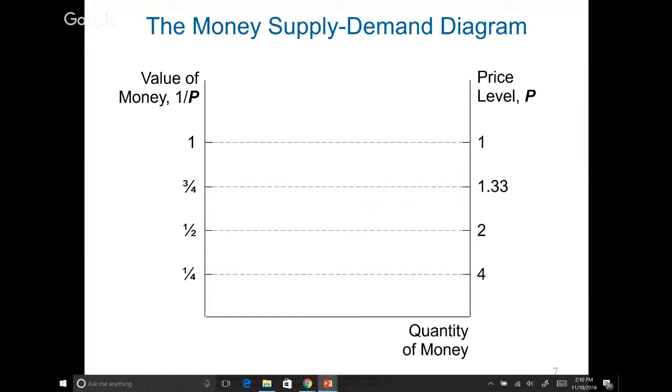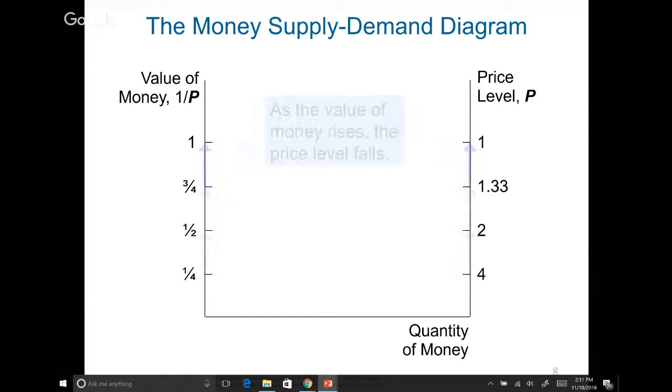Now here's a money demand, money supply diagram. If you notice, this is a little different than before. We have 2 vertical axes. The vertical axis on the left is the value of money, which is 1 divided by P. And the vertical axis on the right is our price, which is just P. You see how the value of money goes from 1, 3/4, 1/2, 1/4, so it's actually going down, and the price level is going up in the opposite direction. That just means they're inversed. As the price level goes from 1 to 4, the value of money goes down from 1/2 to 1/4.